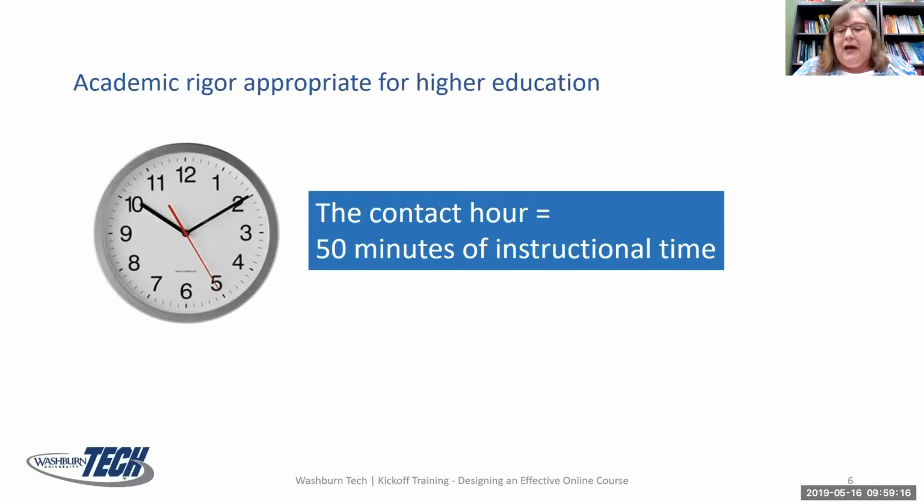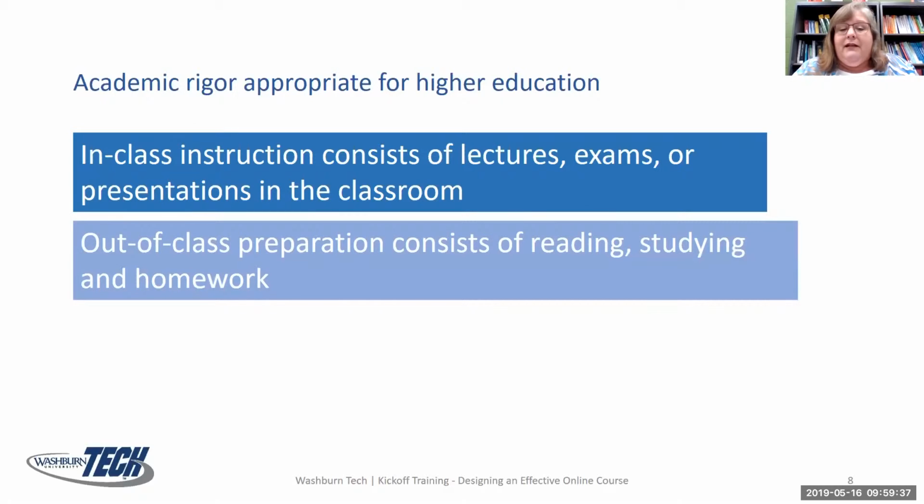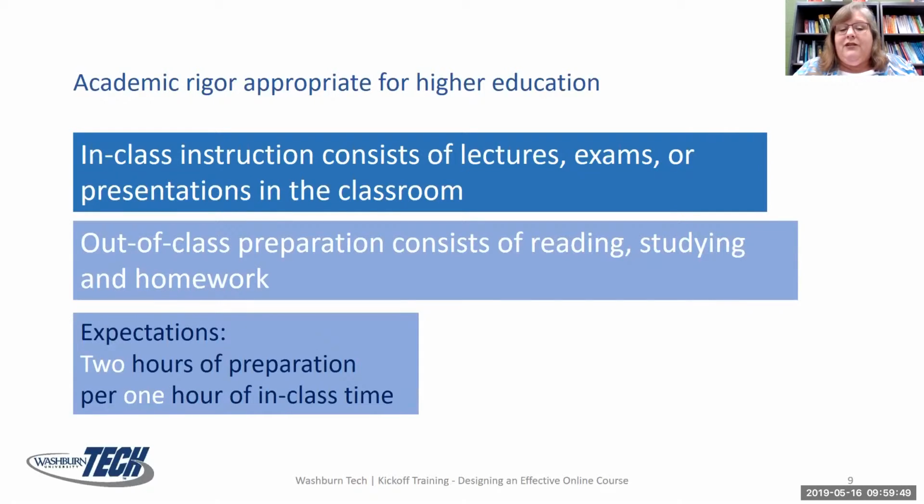One contact hour is defined as 50 minutes of instructional time. During that 50 minutes of instructional time, you would be doing things such as lectures, demonstrations, exams, presentations. The out-of-class preparation is anything such as reading the textbook, studying for a test, any kind of homework assignments. And the Carnegie Foundation has a rule of thumb that there should be 2 hours of preparation outside of class for each hour of in-class instruction.